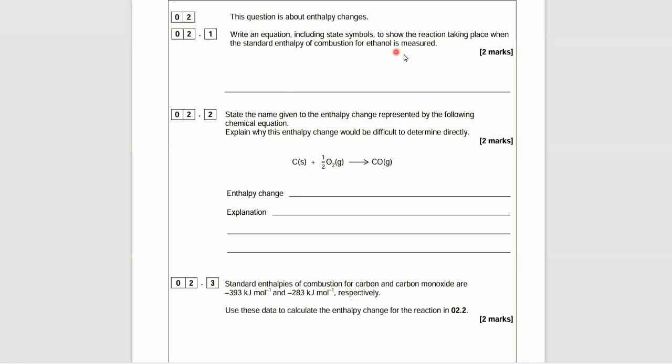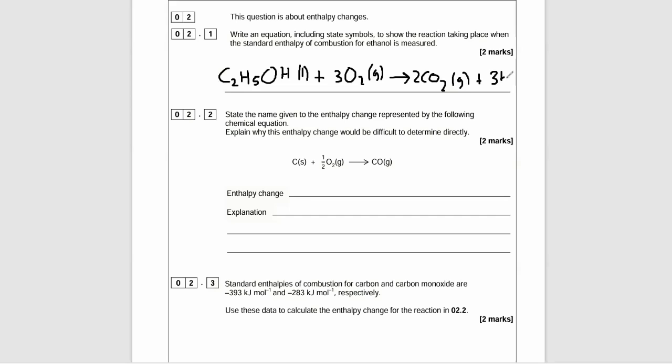Right, the question is about enthalpy changes. Write an equation including state symbols to show the reaction taking place when the standard enthalpy of combustion of ethanol is measured. So we want 1 mole of ethanol being combusted completely in oxygen to form the products. So we've got ethanol C2H5OH, liquid, plus oxygen. I'll explain why I've put a 3 there. It's gaseous oxygen, and that is going to form carbon dioxide and water, just like all other complete combustion experiments.